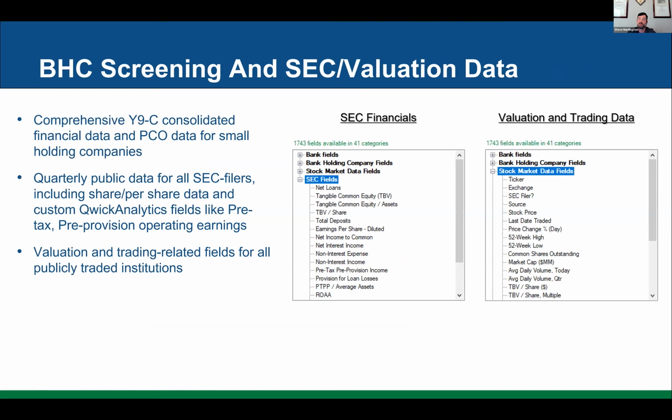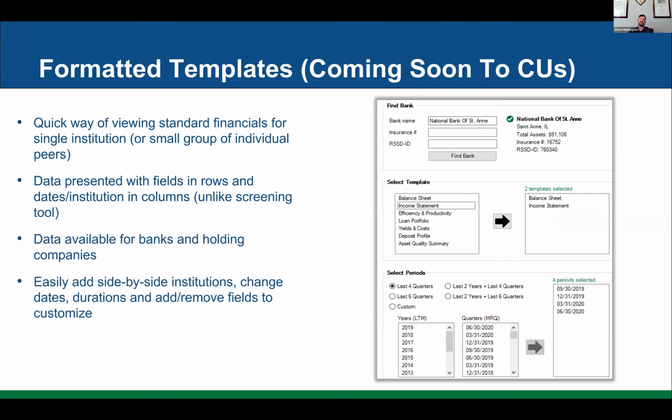On the next slide, formatted templates. This is what I was getting to. So the other way of looking at data, instead of looking at a whole bunch of banks or credit unions and pulling a handful of fields, is what if you just want to pull up your own balance sheet for the last six quarters, or you want to look at a bunch of asset quality details for your institution or for an individual peer and do it over time, so you have a column for each period, right?